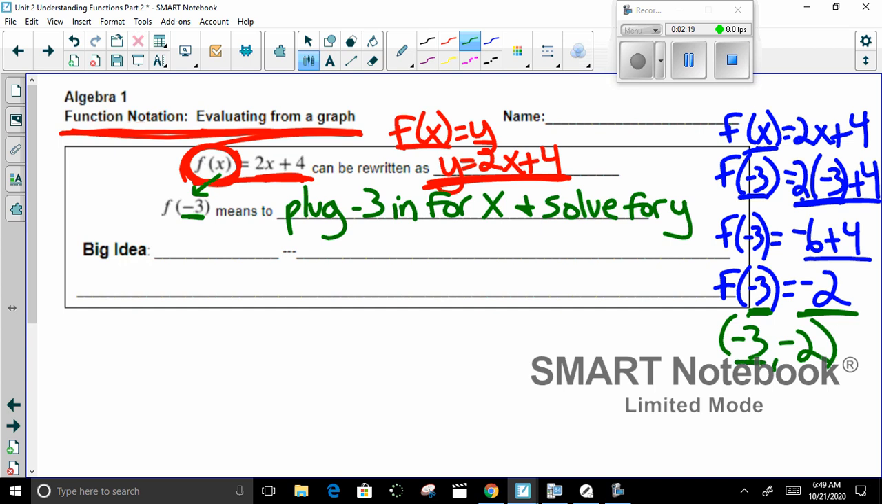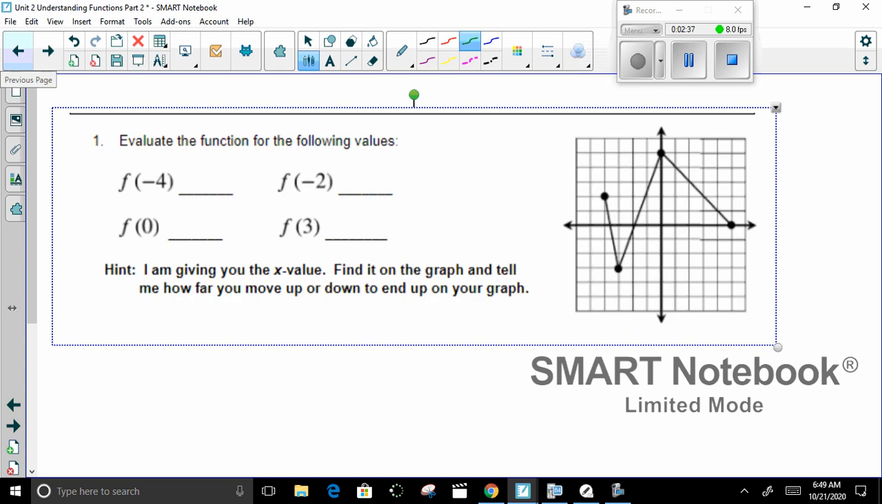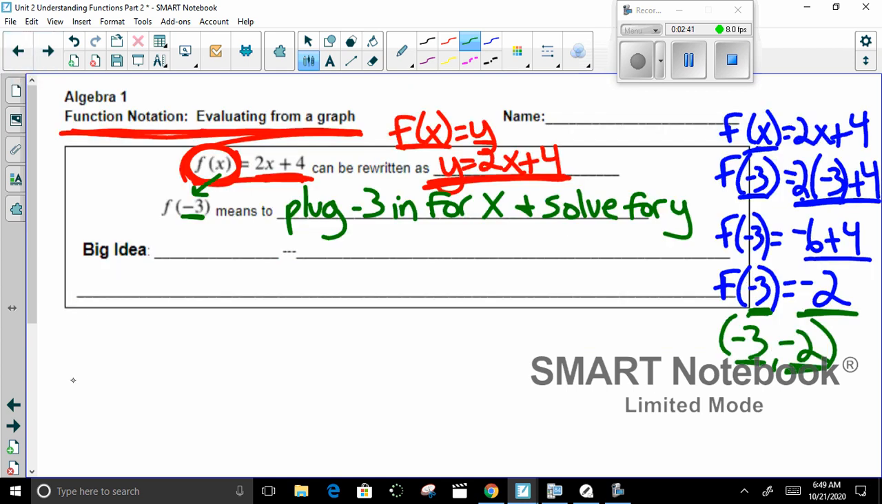My x, my input, my independent variable was negative 3. I put it into the equation, and I got out my output, my y value, my range, my dependent variable. I ended up getting negative 2. All right, let's go back to that last one. Our big idea is basically what I talked about right here, and just making sure you realize what that means.